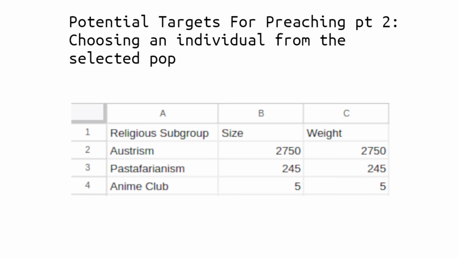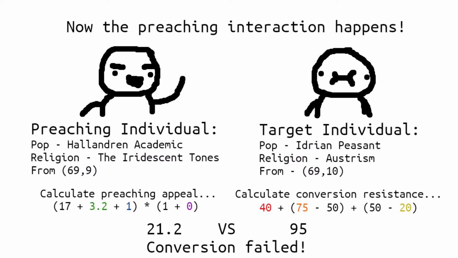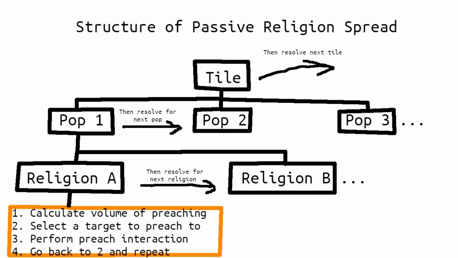Once we have a pop selected as a target of preaching, we perform yet another weighted random selection based on the size of religious subgroups to pick the religion of the targeted individual from the targeted population. Once all of this is done, we run through the preaching interaction that we just designed. We repeat this process for each population on each tile of the map, which results in a massive simulation of the natural spread of religion.